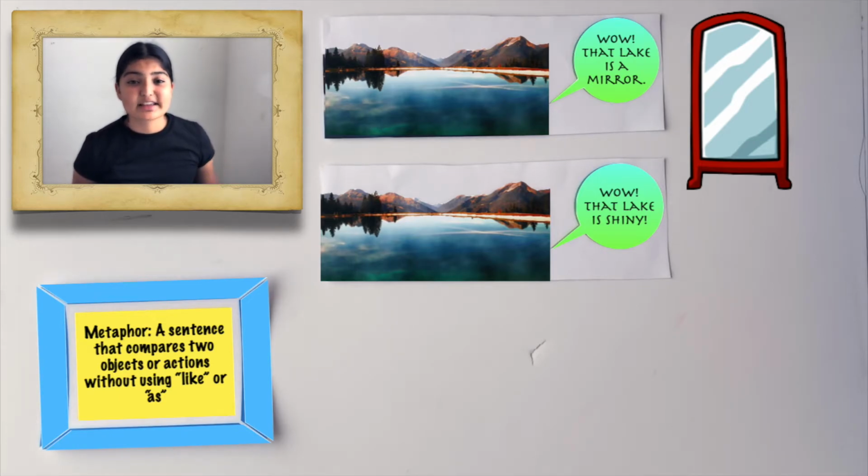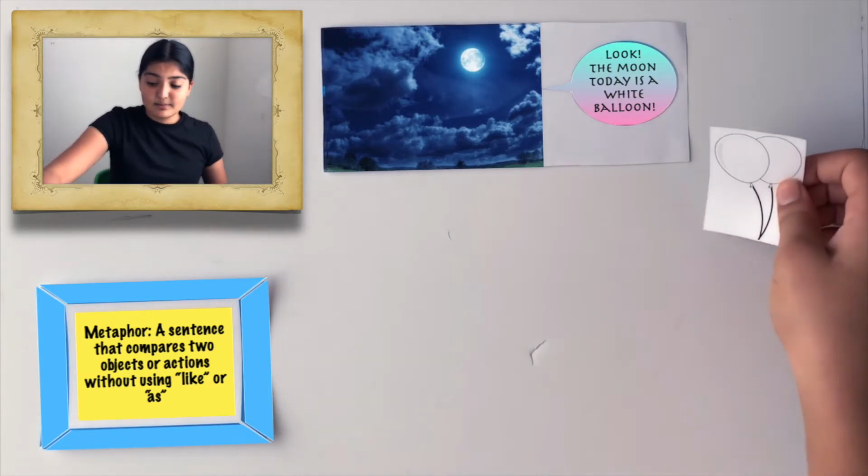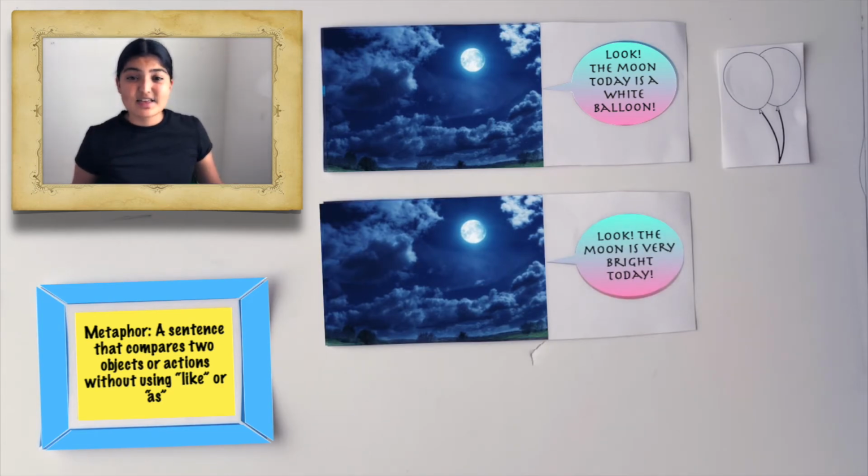Now, let's look at another example of a metaphor. Typically, every 28 days brings a full moon. So, when we look up at the moon, one might say, "Wow, look, the moon today is a white balloon." And of course, the moon cannot be a white balloon. What we are trying to say is, "Look, the moon is very bright today." Here is another example of a metaphor, since we compared the moon to a white balloon without using the words like or as.